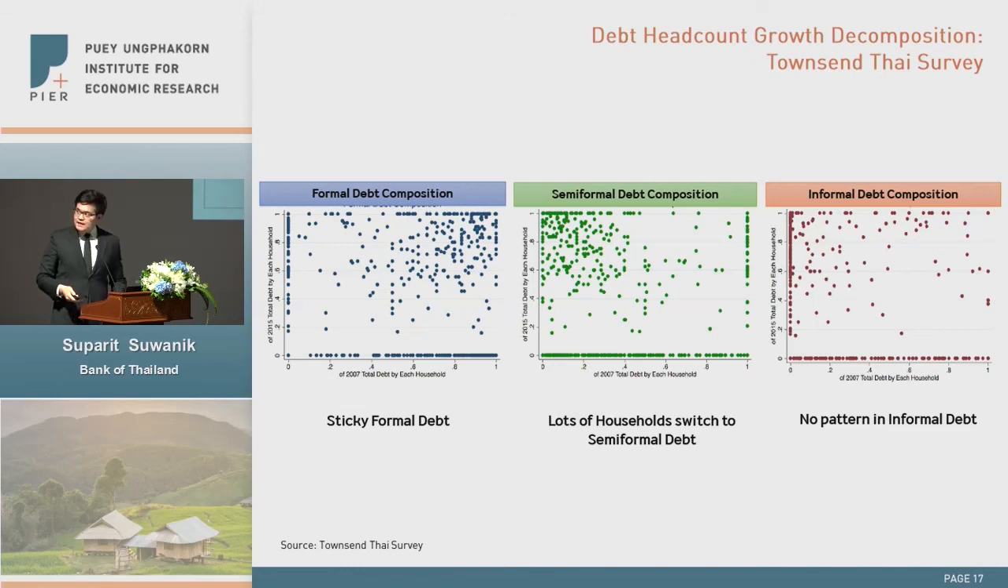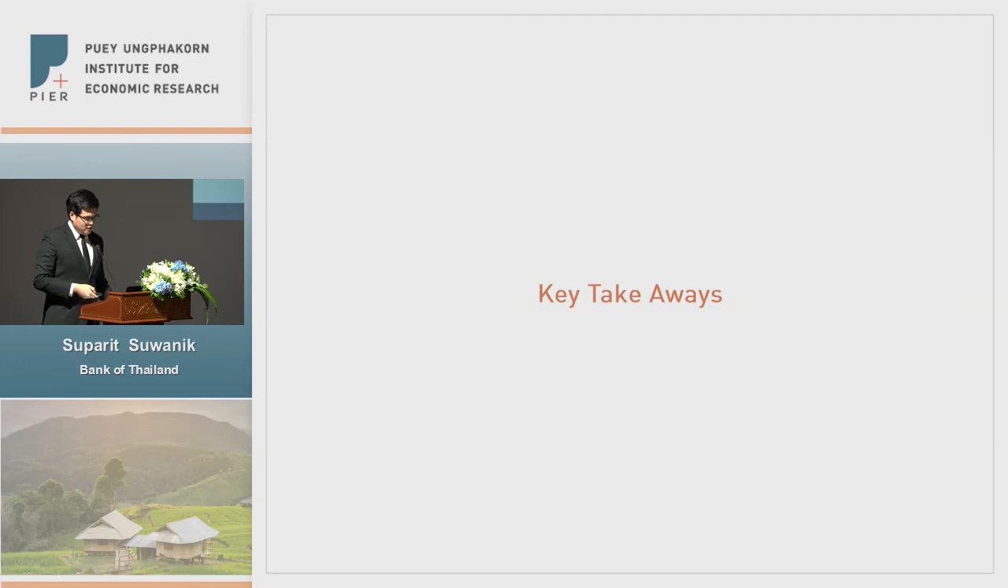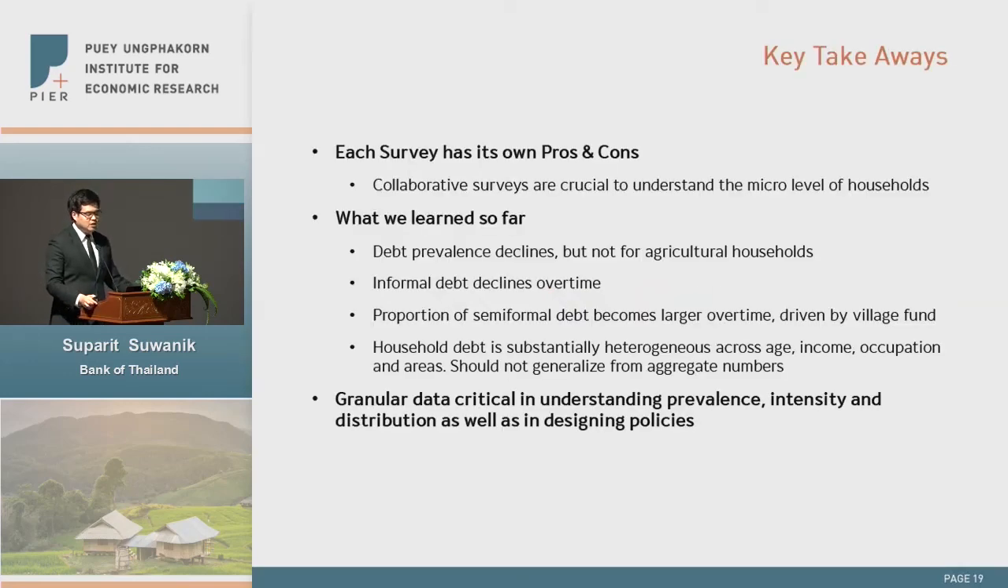So here are the key takeaways. Nothing is perfect, so each survey has its own pros and cons. Using collaborative surveys is important to understand households at the micro level. What we have learned is that debt prevalence declines over time, but not for agricultural households if we believe the AHS. Informal debt also declines over time, and the proportion of semi-formal debt becomes larger, mainly driven by village funds. And more importantly, household debt is substantially heterogeneous across age, income, occupation, and area.